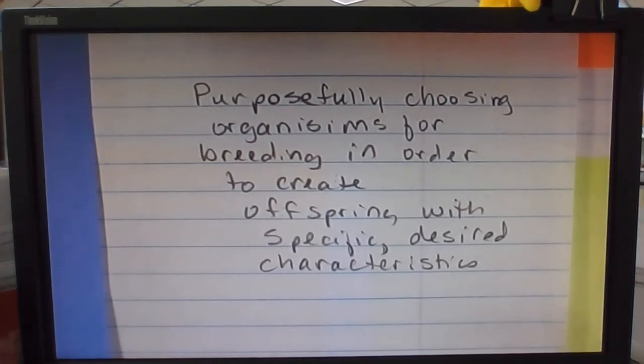Purposefully choosing organisms for breeding in order to create offspring with specific desired characteristics. So probably the stuff that pops into mind the easiest is going to be our cattle, horses, dogs, cats. We are specifically choosing the parents in order to try to come out with offspring that usually has characteristics that are a blend of both. But we do that with plants as well.